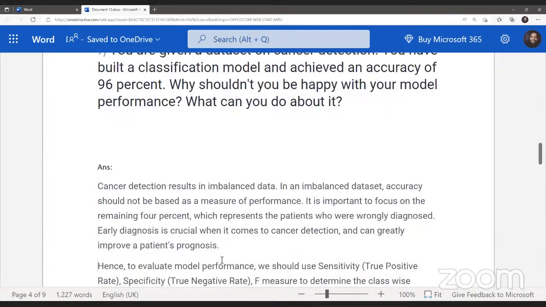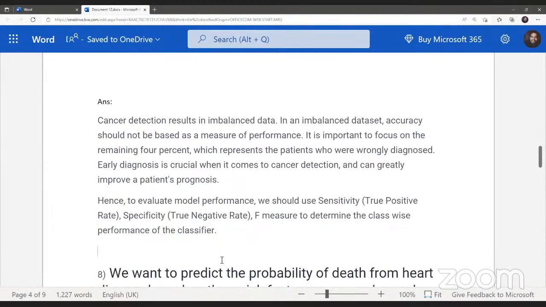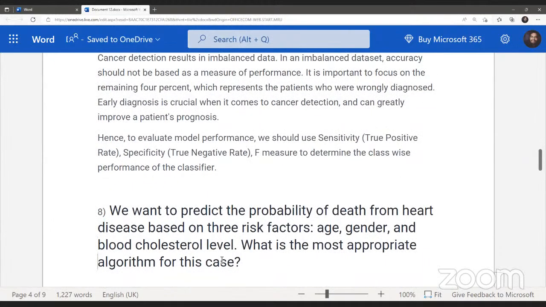As we look into this, cancer detection results in imbalanced data, because accuracy should not be the measure of performance. So it is important to focus on the remaining 4%. If we got 96% accuracy, the remaining represents the patients who are wrongly diagnosed, and early diagnosis is crucial when the cancer has not been detected. It can greatly improve the patient's progress, right? Hence, to evaluate the model, we should use sensitivity and specificity measures, which determine the class-wise performance of a classifier.